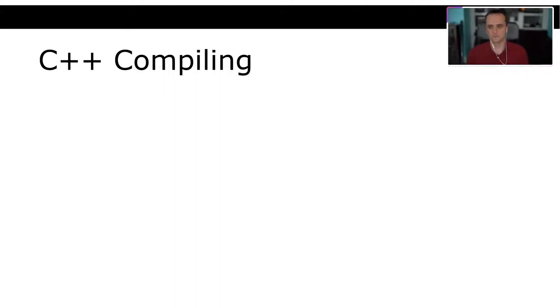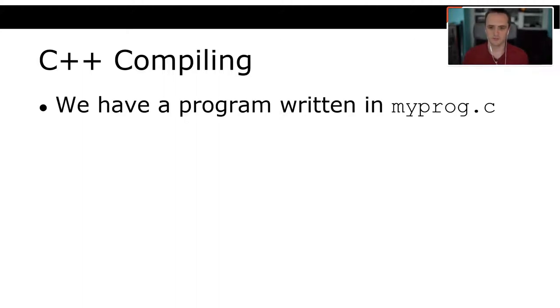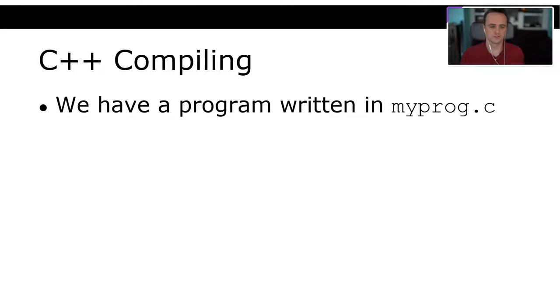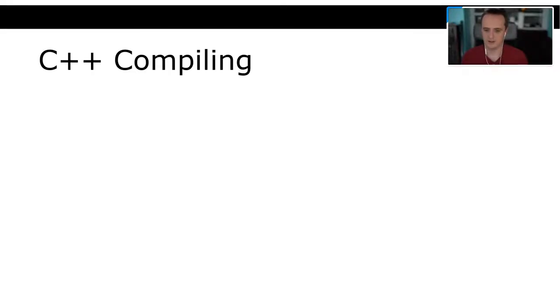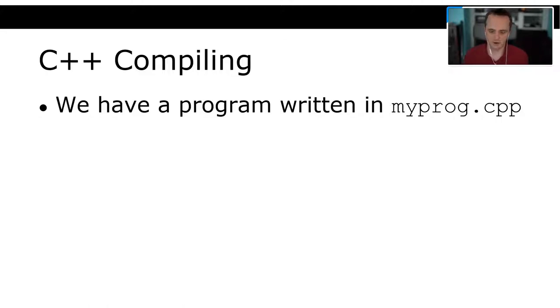All right, so we have some program written in myprogram.c. Why did I say C? I'm going to fix this to be .cpp. Just give me a second. Okie doke. So we've written a program in something called myprogram.cpp.